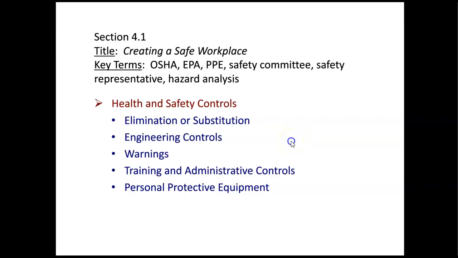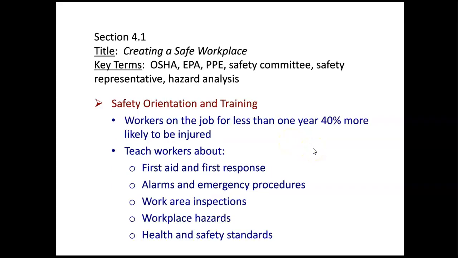When we talk about safety orientation and training, workers on the job for less than 1 year are 40% more likely to be injured. So it is a responsibility for employers to make sure that they teach workers about first aid and first medical response, the alarms and emergency procedures of the factory or the workplace, work area inspections, workplace hazards, and of course the health and safety standards.